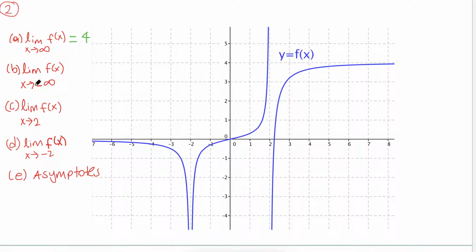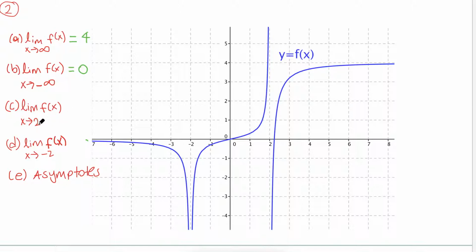Next one, we're looking for the limit as x approaches negative infinity. In this case, we're going to look at the far left side of the graph. And we see that as x values are getting smaller and smaller, y values are approaching 0. So the limit here is 0.